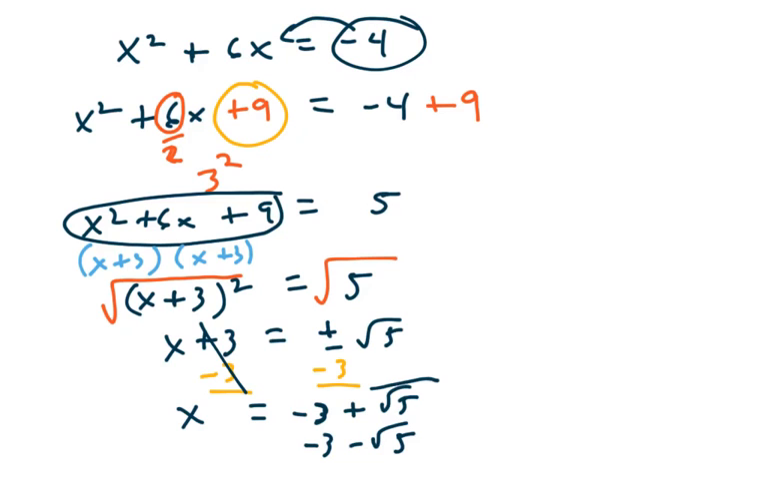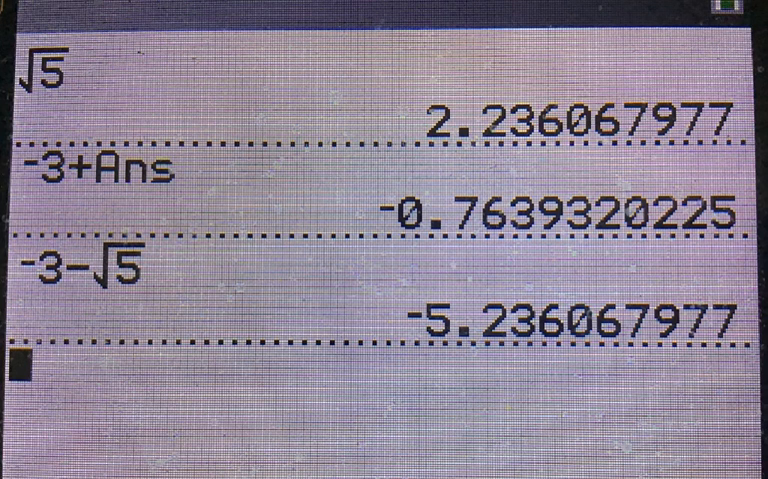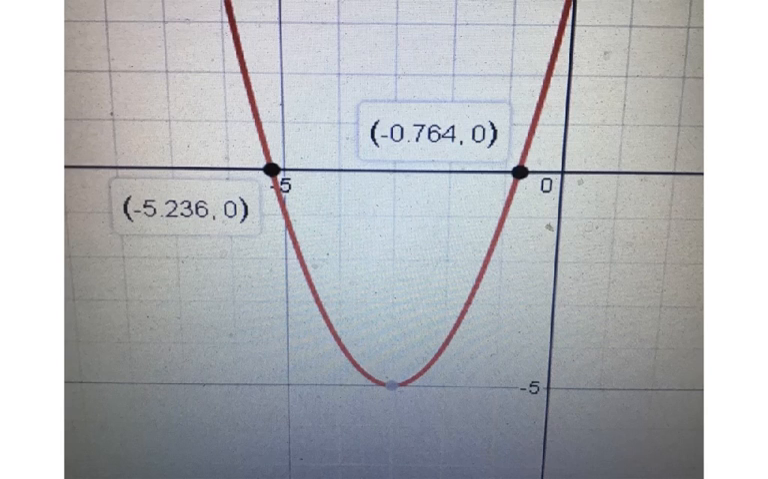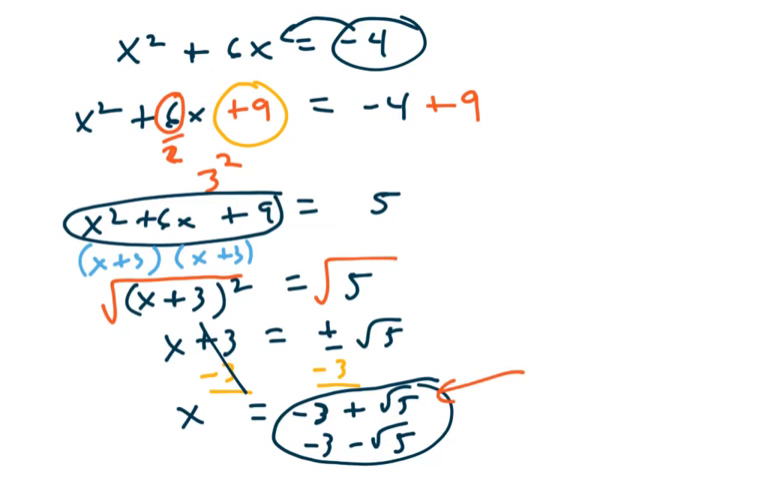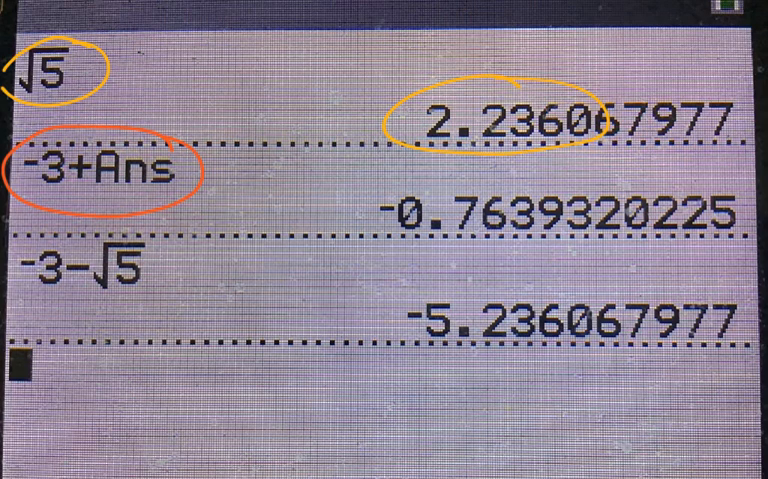And a lot of times that'll be your answer, but let's say your teacher wants you to actually convert it into decimal form. Well, taking our calculator, guys, the square root of 5 is 2.236 and so on. Notice if I take the negative 3 plus the square root of 5, because that's what we got right here, and then I'm going to do negative 3 minus the square root of 5, okay?